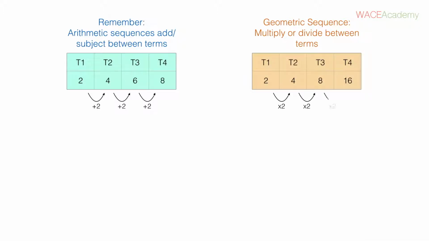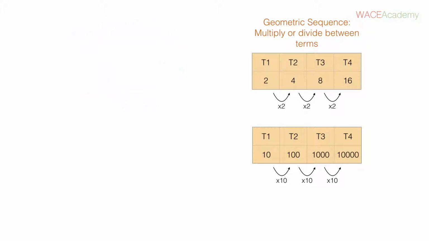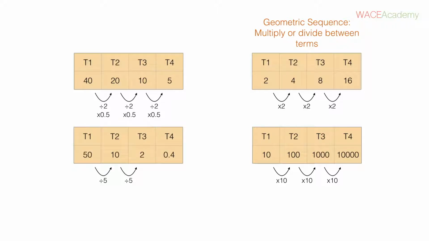Some simple geometric sequences are 2, 4, 8, 16, or 10, 100, 1000, 10,000. Here it is simple to see what we are multiplying by to get to each new term, 2 and 10 respectively. But what about some slightly harder sequences? 40, 20, 10, 5. Here we divide by 2, which can also be considered as multiplying by 0.5 each time. Another could be 50, 10, 2, 0.4. And with this sequence we are dividing by 5, which again can alternatively be considered as multiplying by 0.2.